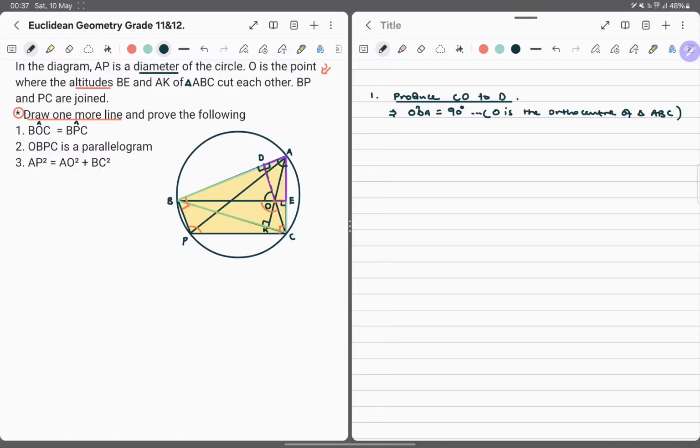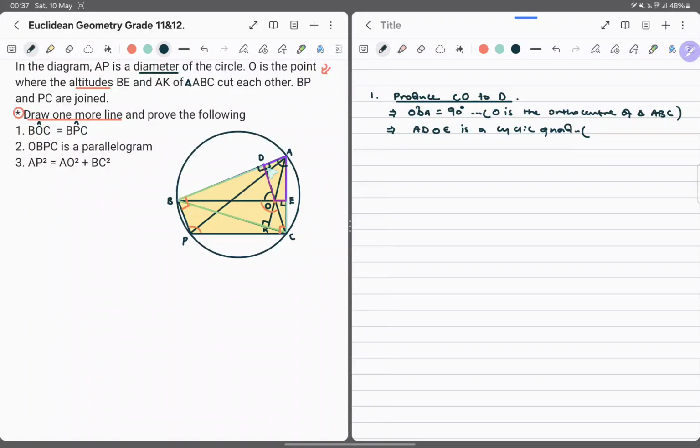So what are we going to say? We will say this implies that ADOE is a cyclic quad. Right. What's the reason for that?